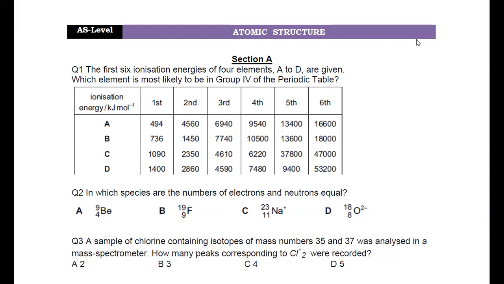So tell me, if it's in group 4 of the periodic table, how many electrons should be in the outer shell?